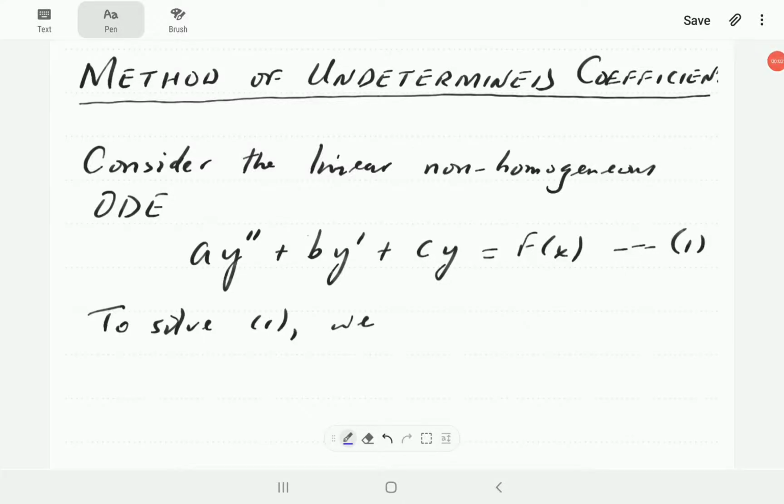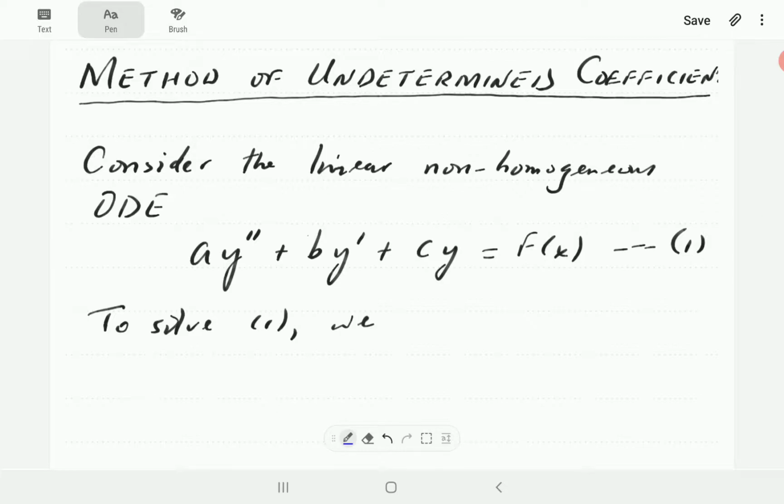Okay, in this video, we're going to be interested in this linear non-homogeneous ODE of second order. A, B, and C could be constants or actually functions of x. The f of x on the right hand side does not depend on y. So actually the reason why this equation is non-homogeneous is because of that f of x.